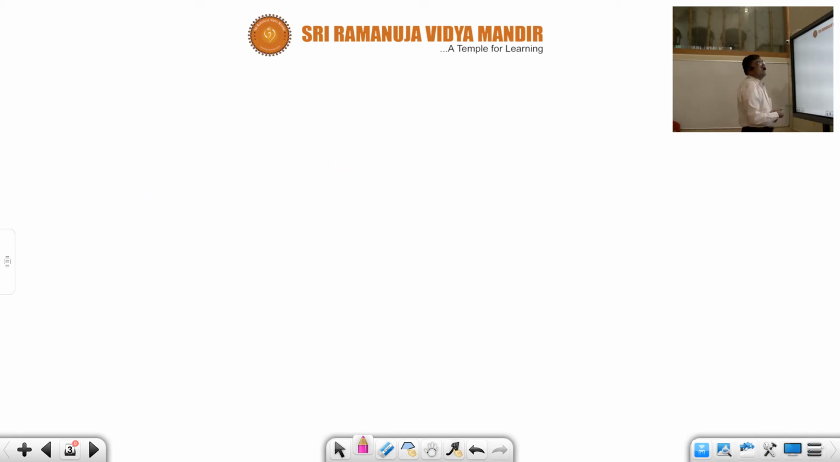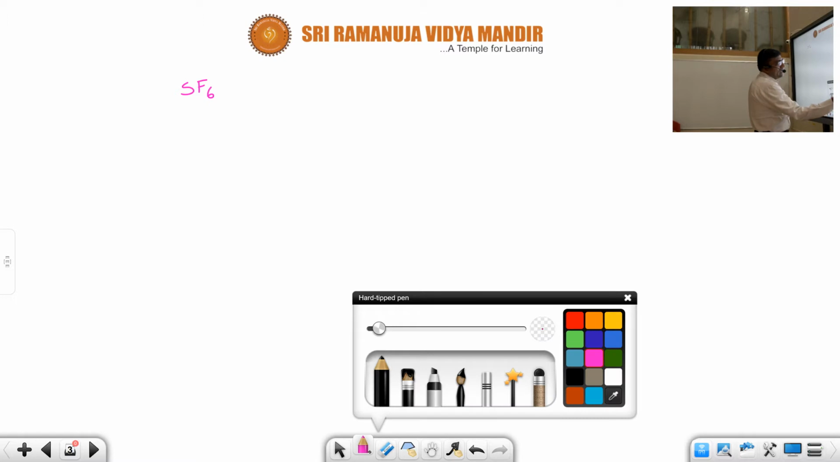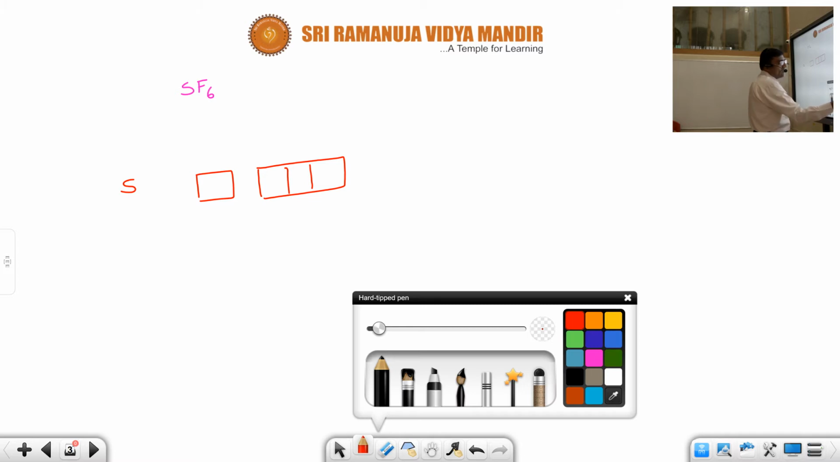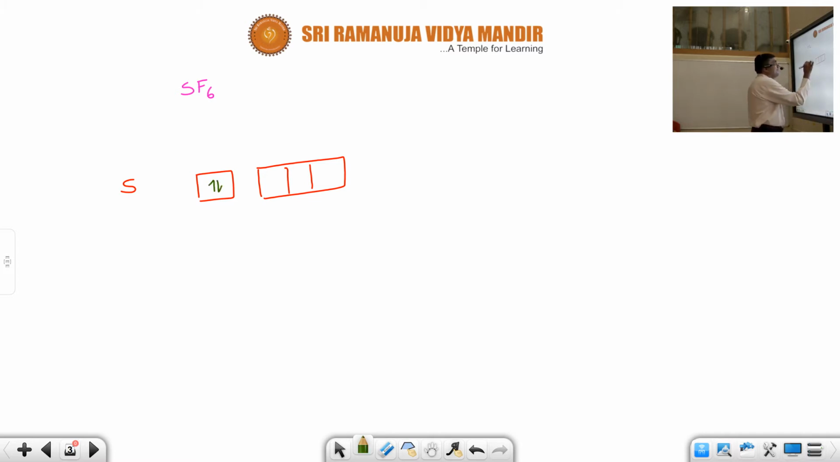Now, let us see a simple example of the SF6 molecule. Now have a look. First of all, in any hybridization, first you have to write the central atom's ground state electronic configuration. What is the ground state electronic configuration, students? It is as follows: sulfur 3s2 3p4.